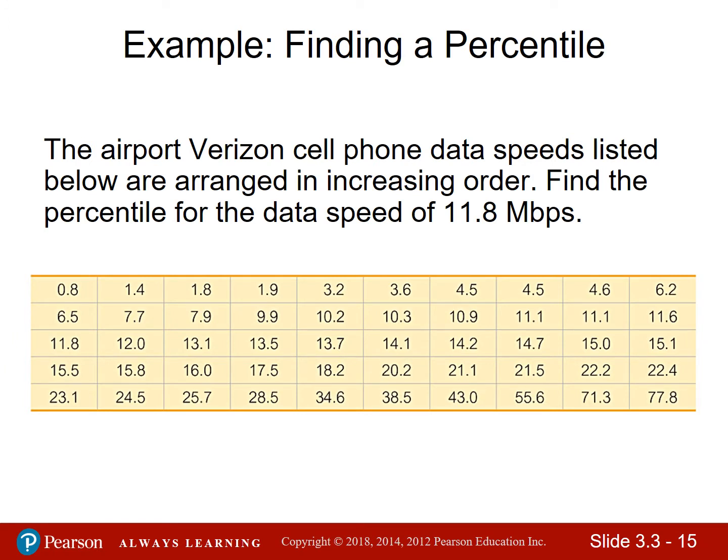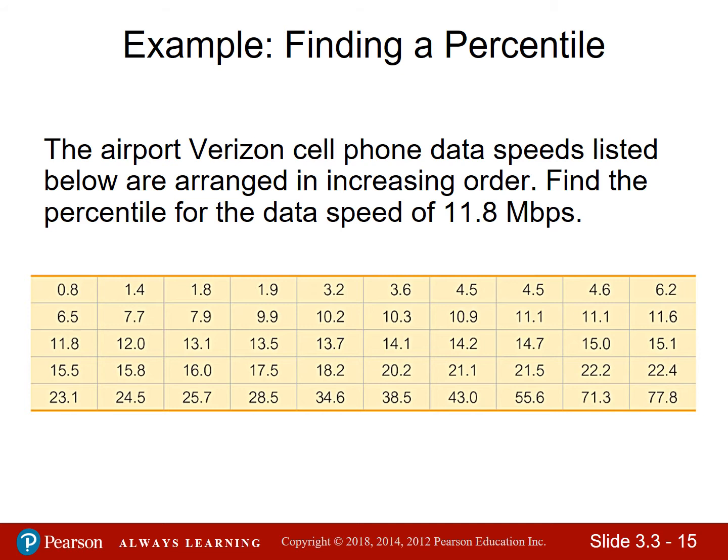So this is an example, finding a percentile. The airport Verizon cell phone data speeds listed below are arranged in increasing order. Find the percentile of the data speed of 11.8 Mbps. You can see here it's already ordered from least to greatest, which makes our life much easier. So our focus is to locate this 11.8. What is 11.8? So 11.8 is here.